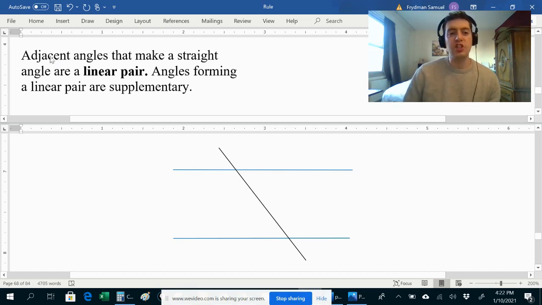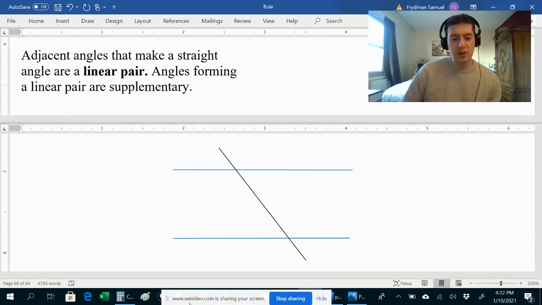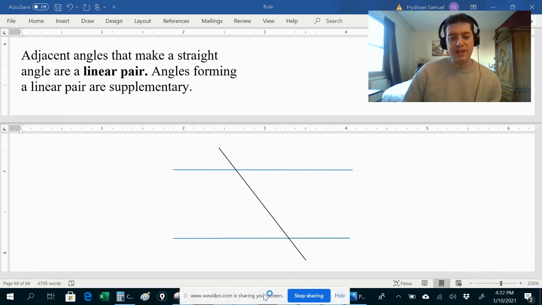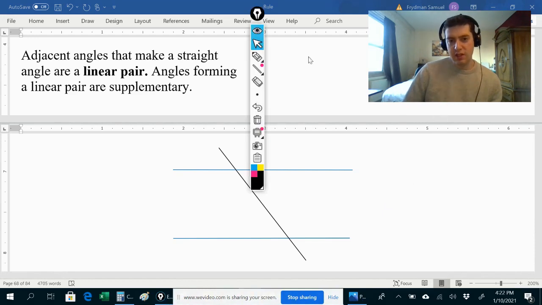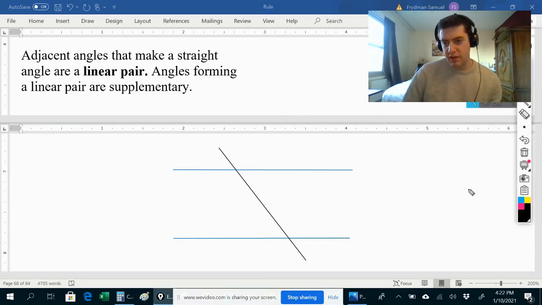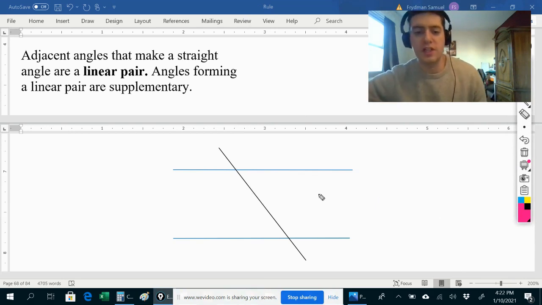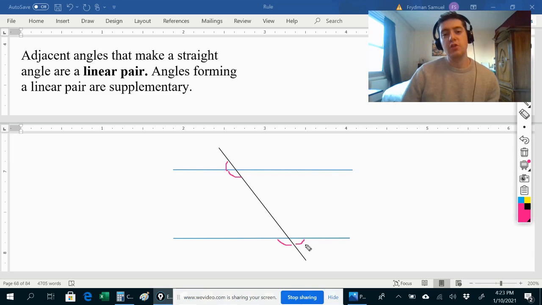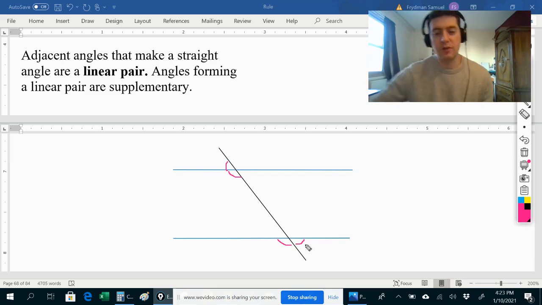First of all, what are adjacent angles? Adjacent angles are angles that are right next to each other. That's not the technical definition, but that's the definition that's a little bit easier to understand. So for example, this angle over here and this angle over here are right next to each other. So those would be adjacent angles. Similarly, let's say this angle over here and this angle over here are right next to each other. So those are also adjacent angles.